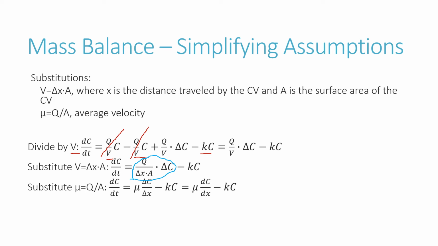Finally, we are going to substitute mu for the volumetric flow rate divided by the control volume surface area. This represents the average velocity of the control volume. So as a final step, we are going to get it in terms of delta C and delta X. We also have our equation in terms of delta C and delta T, here shown by the differential form. And then we can further simplify this as mu dC/dx minus kC, and this is in terms of a partial differential equation.